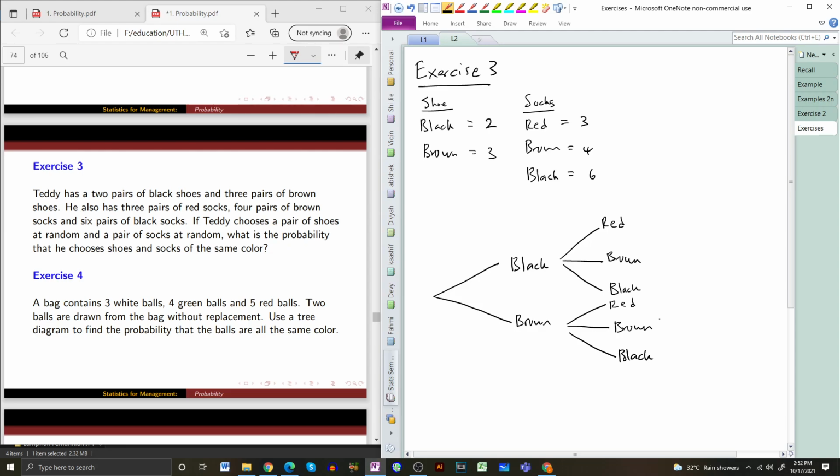The probability that he chooses black is, brown is, red is 3/13, brown is 4/13, black is 6/13.